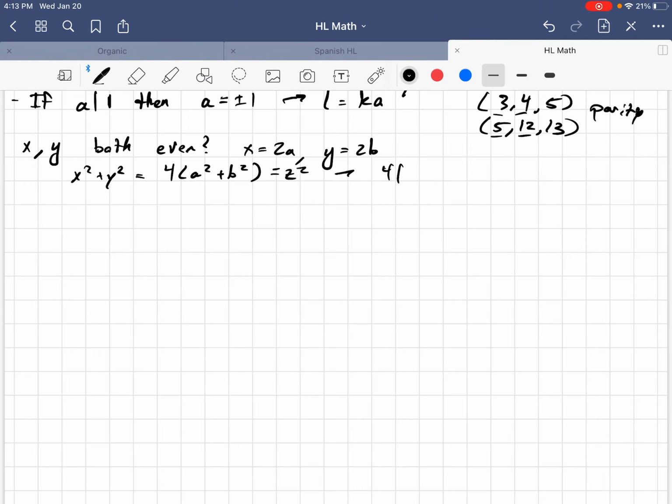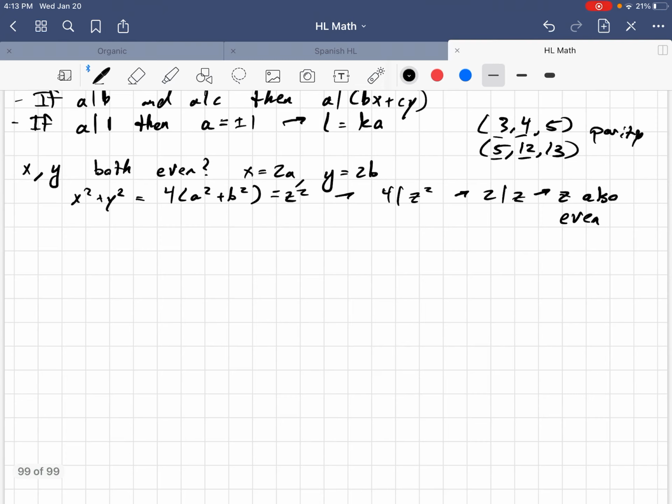So that would imply that 4 divides Z squared, or in other words, 2 divides Z. And so that would imply that Z is also even. But if X and Y are both even and Z is also even, then the GCD of X, Y, and Z is going to be at the very minimum 2, and so that's not equal to 1. So if they're both even, then you have a Pythagorean triple that's not primitive, not what we're looking for. So in the case of primitive Pythagorean triples, no, X and Y cannot both be even.